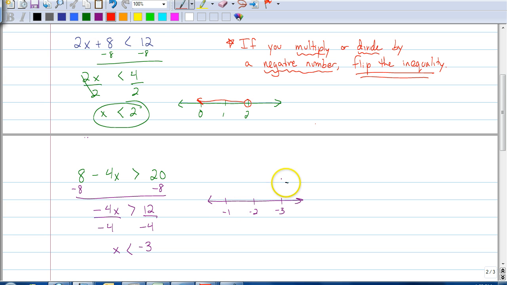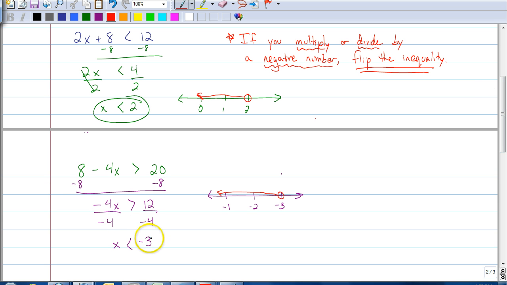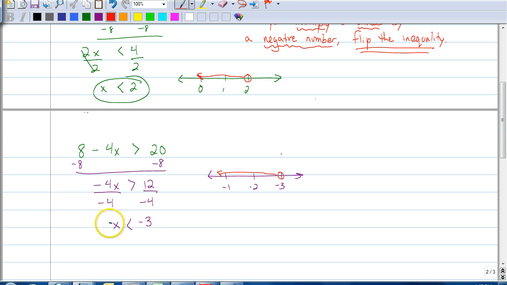So now to graph this, it's going to be an open circle at -3 going to the left. So that's how you graph inequalities. We can always check our work by picking a number. So I'm saying that if x is less than -3, if I pick a number less than -3, like -4, it should make a true statement in my original inequality.